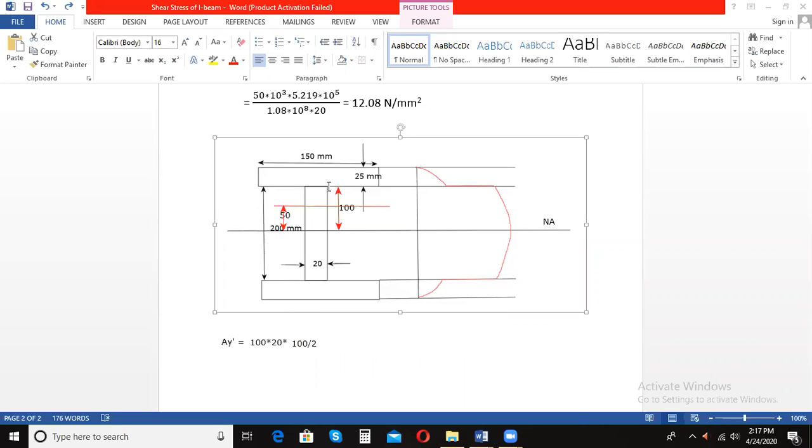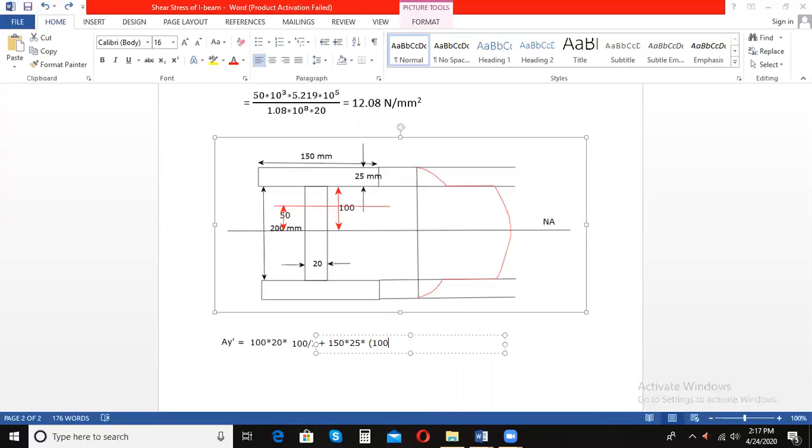Now we have to go back to the flange part. For the flange, you had already calculated the moment of area with respect to this neutral axis. Very simple. So plus, what is the area of this flange? 150 into 25. And what is the distance between CG of this flange and the neutral axis? It is 100 plus 25 by 2.